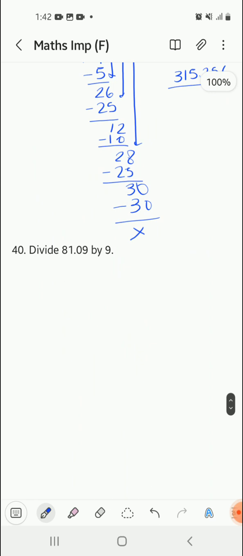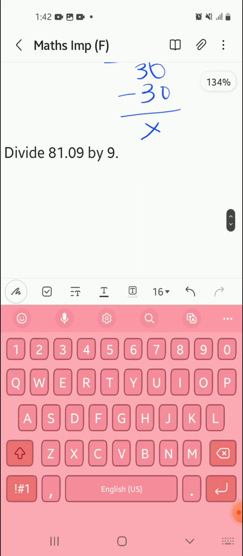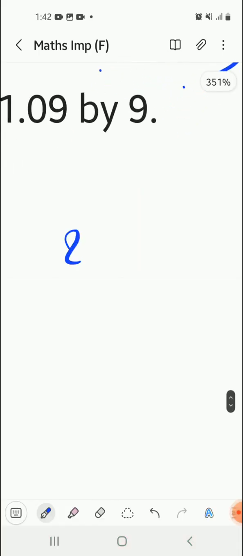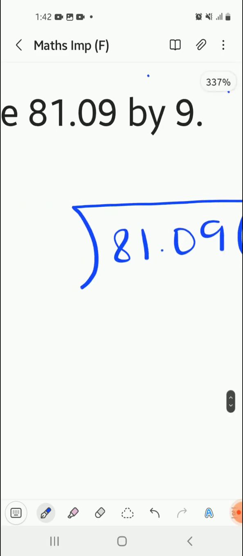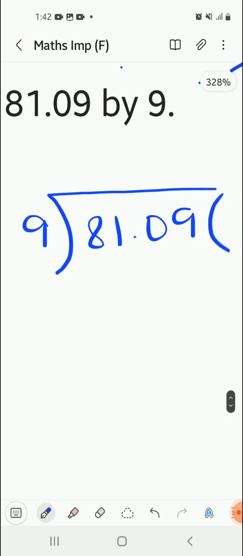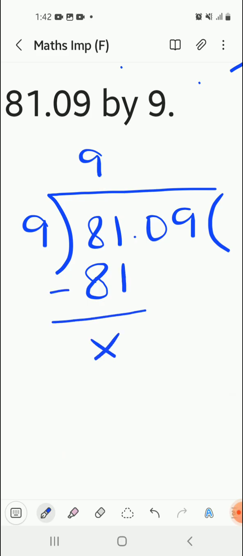Okay, moving on to 81.09. We have to divide it by 9. So 81.09, and we have to divide the whole thing by 9. So 9 9s are 81. We'll take 2 at the same time. Then insert the decimal point here.